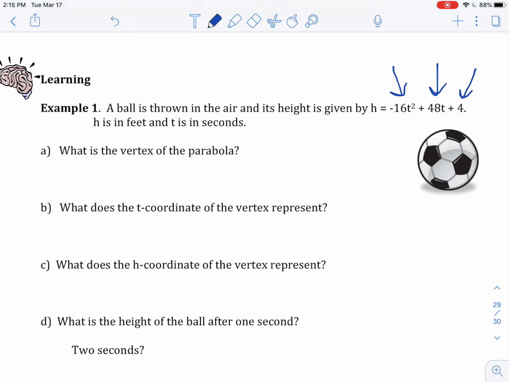A says, what is the vertex of the parabola? Okay, so I'm going to use my equation, x equals negative b over 2a. And so I do the opposite of 48.